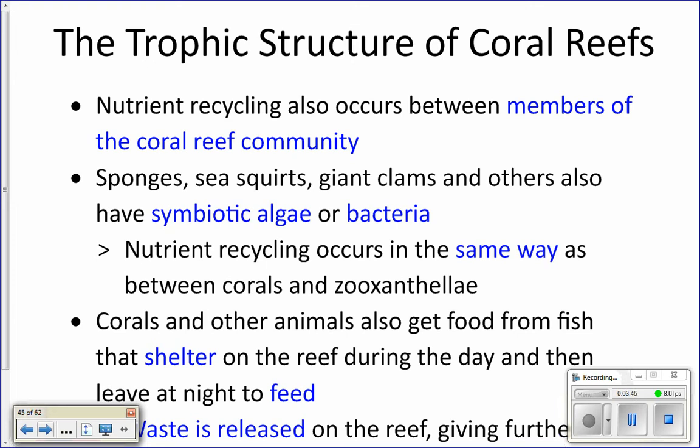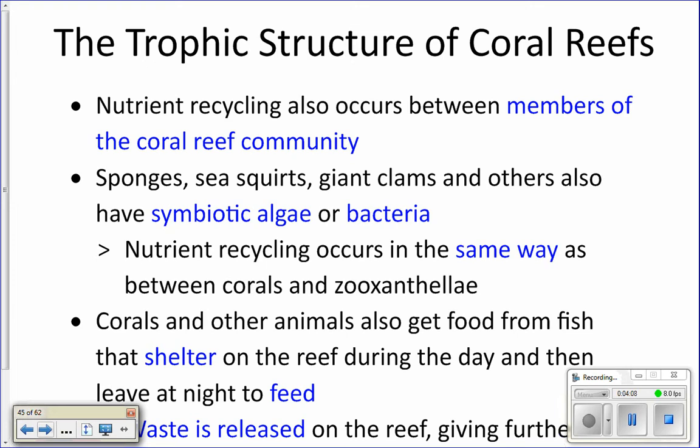So they're good at recycling, but you also need new nutrients to come in, because while they're very good at recycling, they're not perfect. Nobody's perfect. So some nutrients are lost. They're going to need a source of new nutrients to be introduced to the ecosystem in order for the ecosystem to continue to be supported.